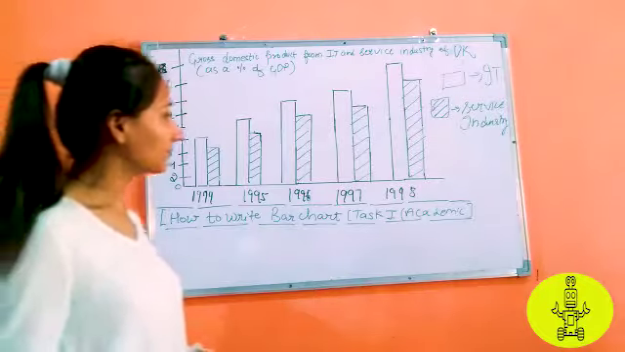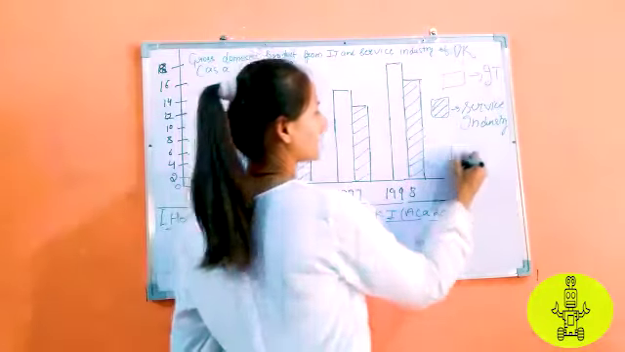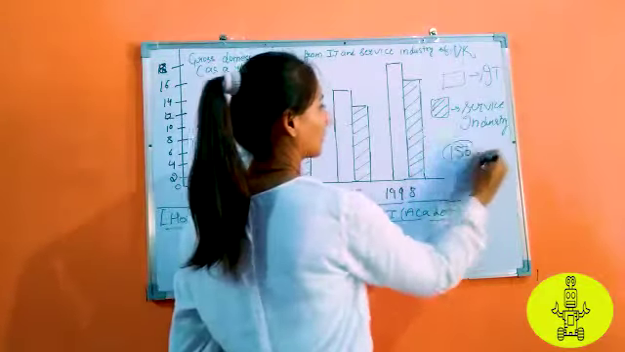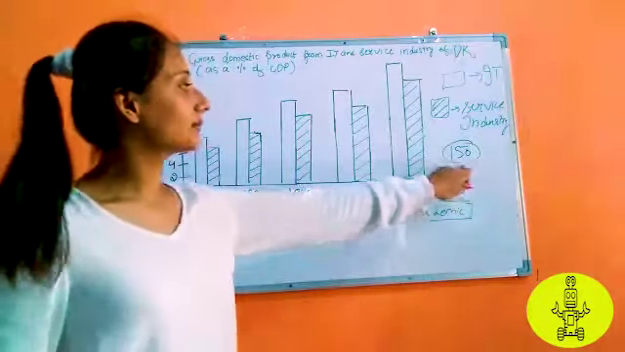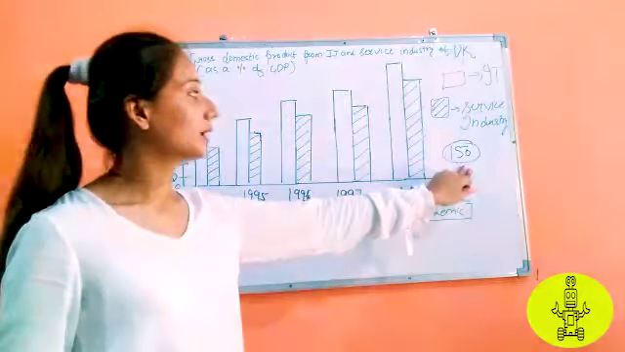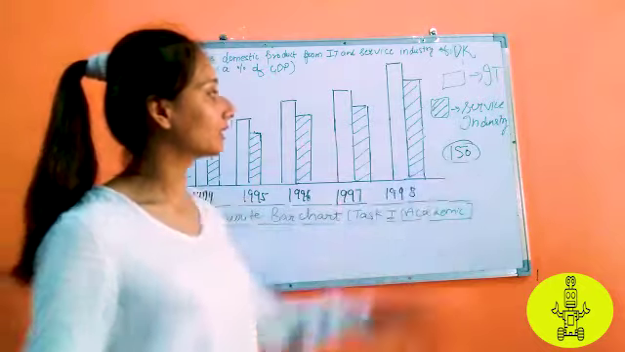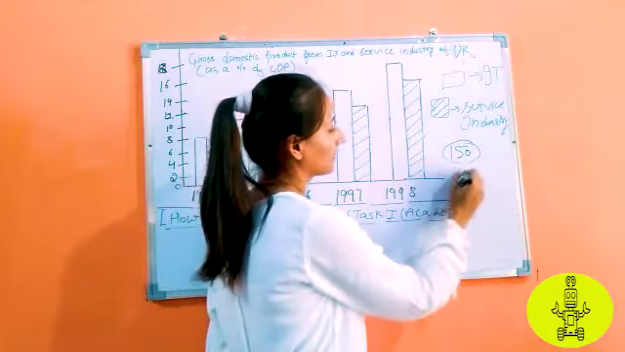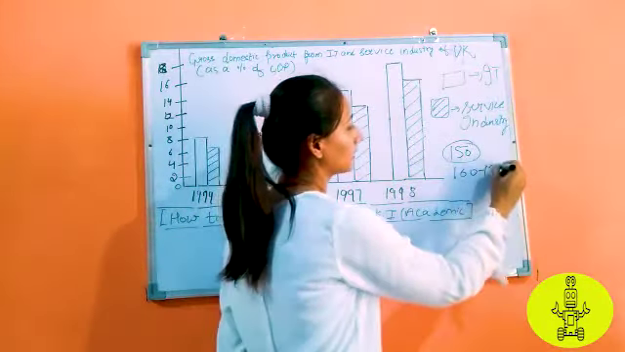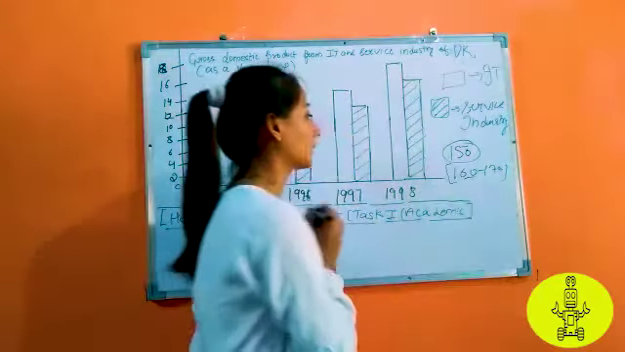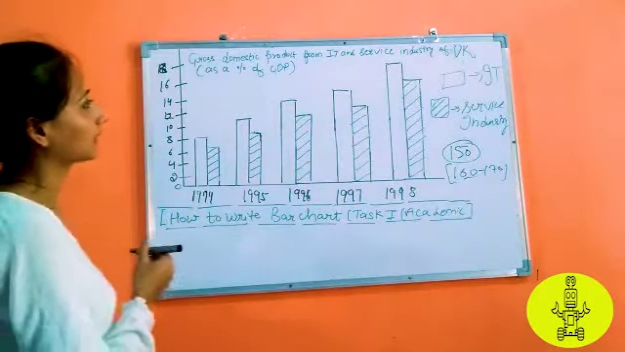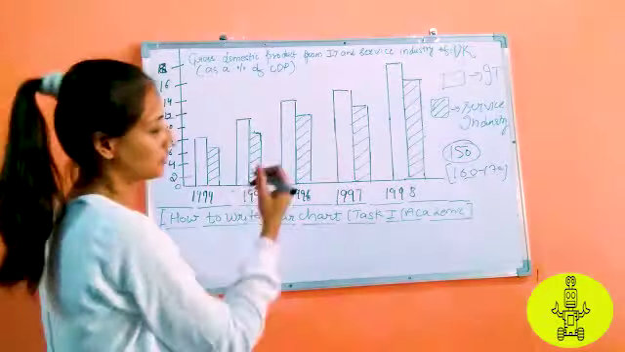In Task 1, we need to write only 150 words. This is the minimum number of words you need to write. You can increase the word count. It is best if you write 160 to 170 words. Okay, so let's start with how you can write this bar chart.